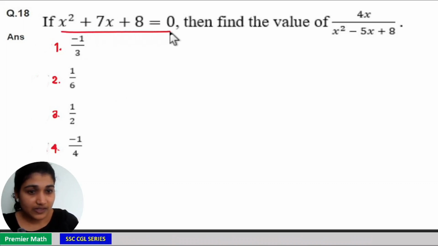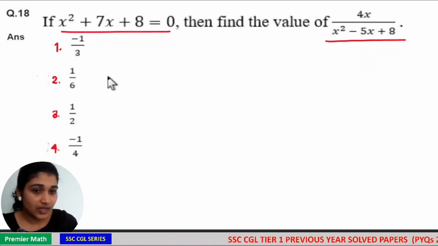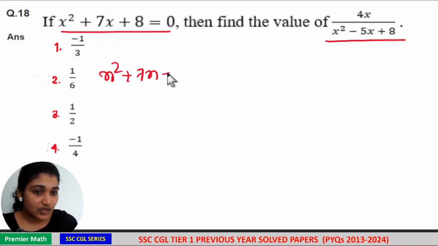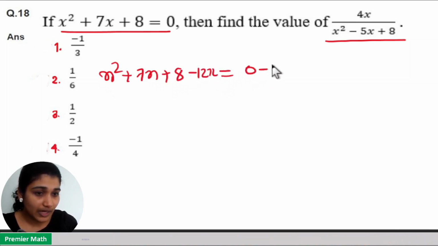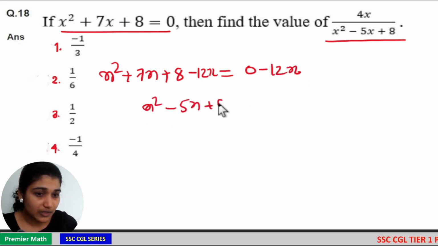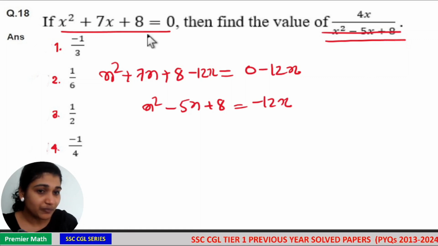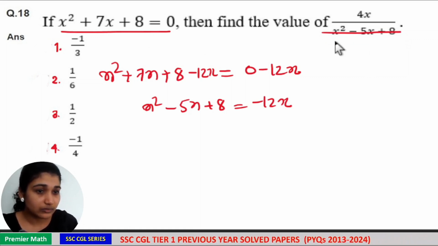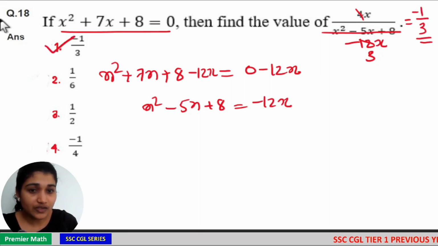If x square plus 7x plus 8 equal to 0, then find the value of 4x divided by x square minus 5x plus 8. Here, x square plus 7x plus 8 equal to 0. If I subtract 12x from LHS and RHS, this equation becomes x square minus 5x plus 8 equal to minus 12x, which means here this denominator becomes minus 12x. Here 4 goes 3 times in 12. So the answer becomes minus 1 by 3. Option 1 is your answer.